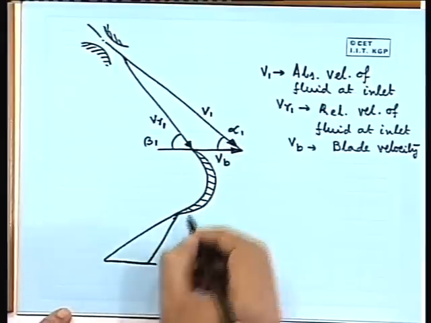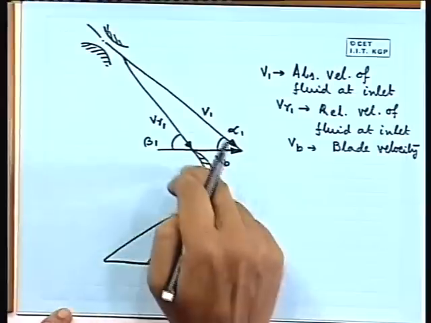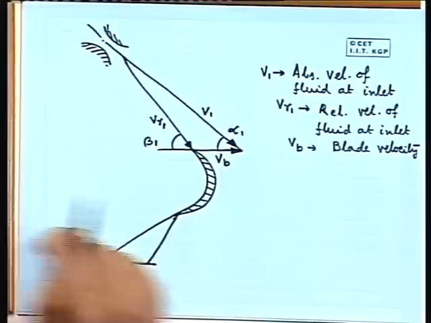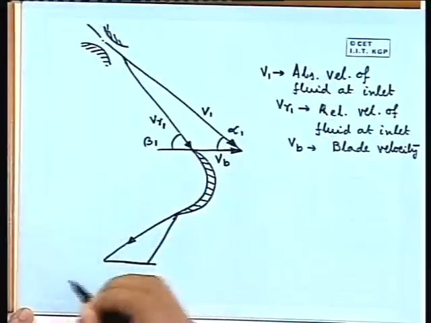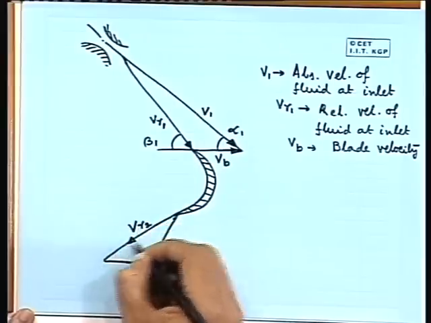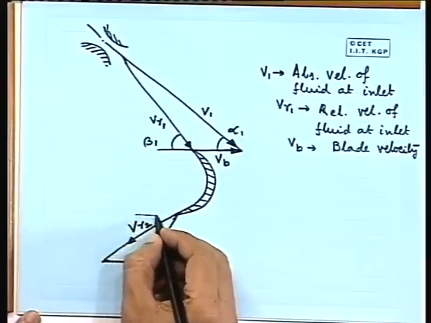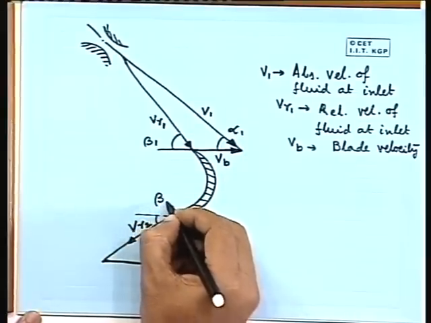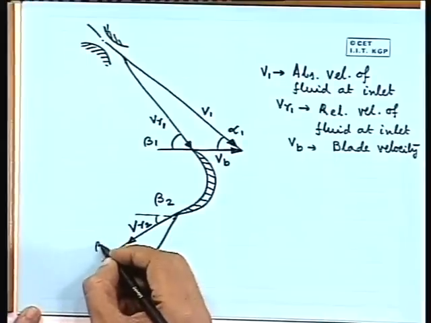Similarly, on the exit side, the fluid is entering like this, gliding over or moving over the blade surface like this. As it does this, there is a change of momentum. Either only the direction of the fluid or both the magnitude and direction of the fluid are changing. So, there is a change of momentum. Okay. So, the fluid is coming out like this. This is your Vr2, the relative velocity at the exit of the blade. This angle we call beta 2. So, if this angle is beta 2, this angle will also be beta 2.